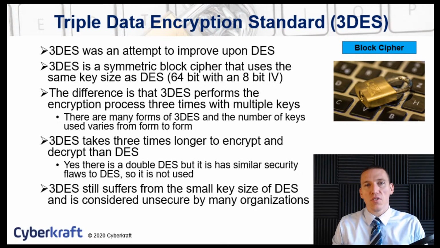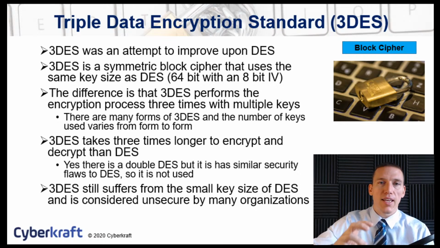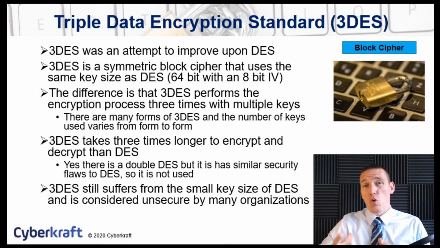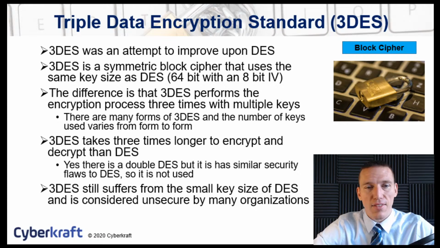Because DES was vulnerable to brute force attacks, a new technology came about that was designed to enhance DES, basically to change DES in a way to make it more secure. And that's where triple DES came about, or 3DES. It's abbreviated as 3DES, but it's usually spoken as 3DES or triple DES or triple Data Encryption Standard. 3DES is normally how it's said. So 3DES was an attempt to make DES more secure.